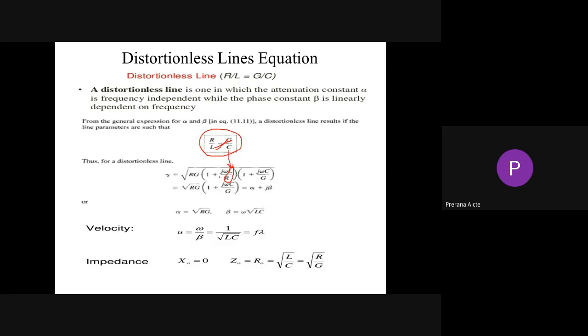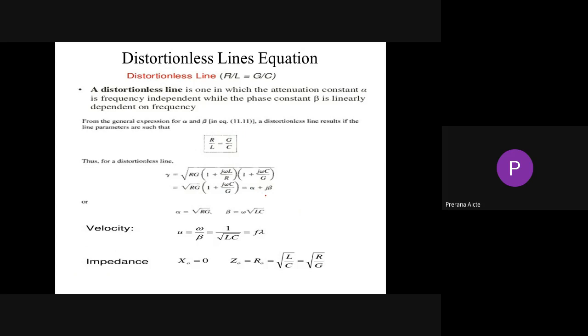Okay, here. So (1 + jωC/G) into (1 + jωC/G) whole square. The square root cancels, so it becomes √(RG) into (1 + jωC/G). Now this can be written in the general form α + jβ. Therefore, α is equal to this one, a constant value, and the jβ term is this one. So you can compare both the real part and the imaginary part.